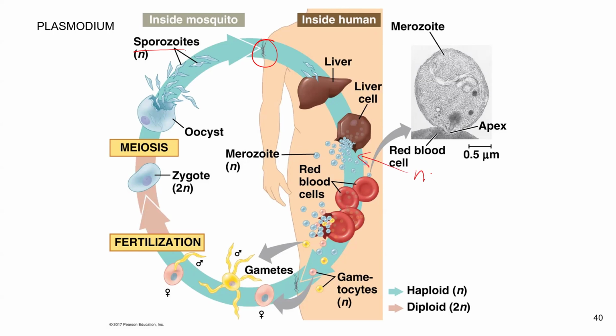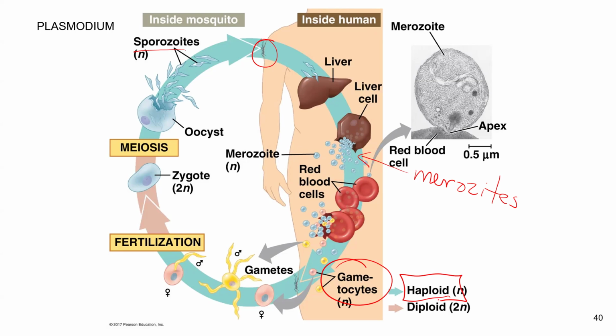These are merozoites that enter the red blood cells. And once they're in the red blood cells, this is where you get your symptoms. They cause fever and chills. They incubate inside the red blood cells, and then they leave as gametocytes. And in almost this whole cycle, we are in the haploid form.